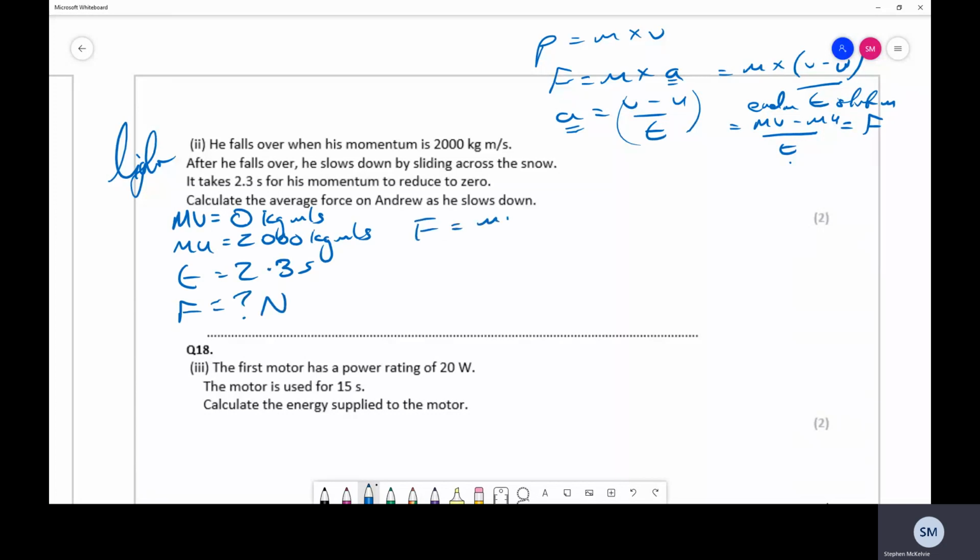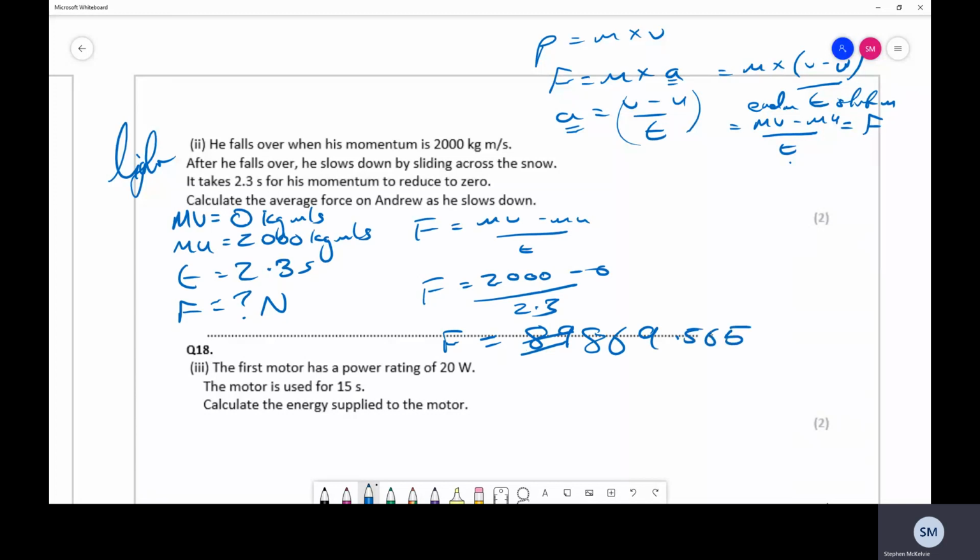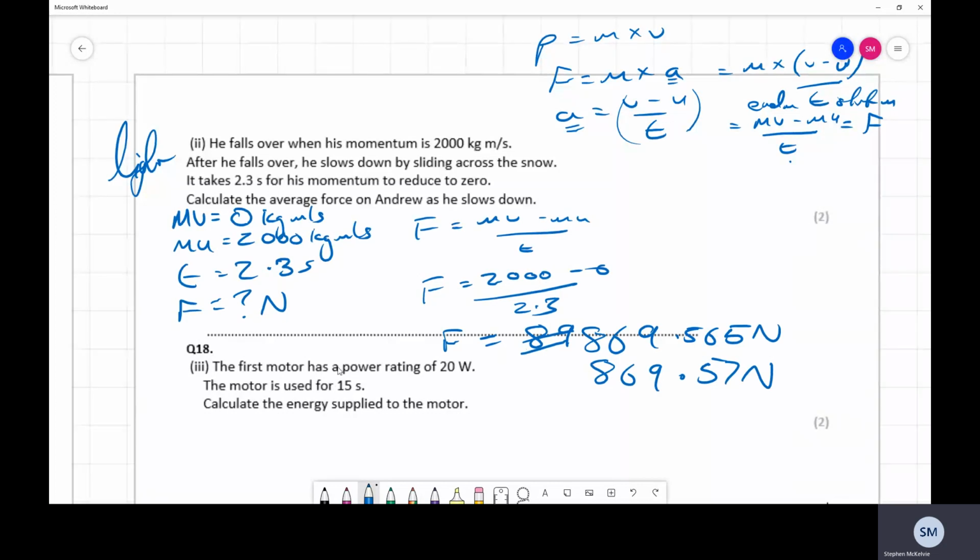Write down my equation. F equals mv minus mu divided by t. F is equal to 2,000 take away 0 divided by 2.3. So that'll be 2,000 divided by 2.3, giving me an answer of 869.565 newtons, 869.57 newtons should do the job. Forgot my units.